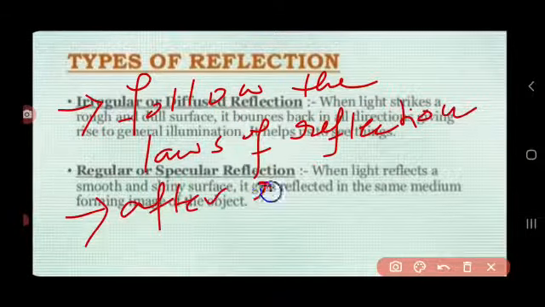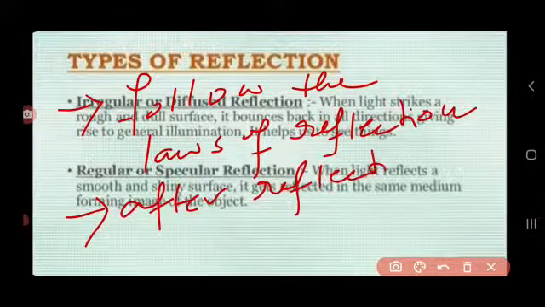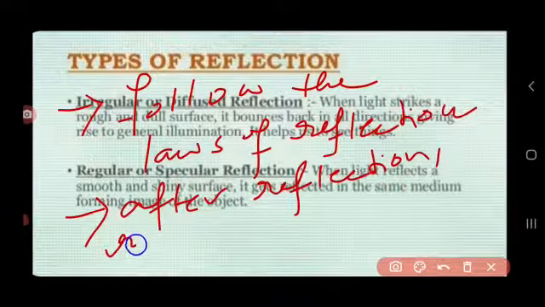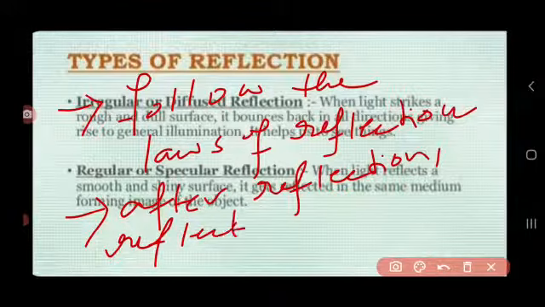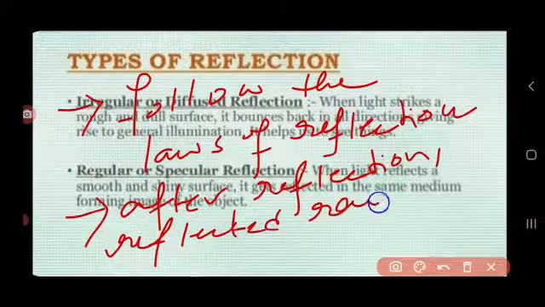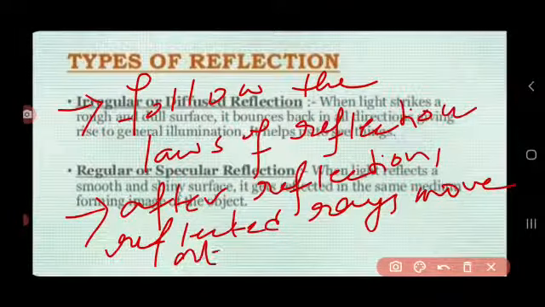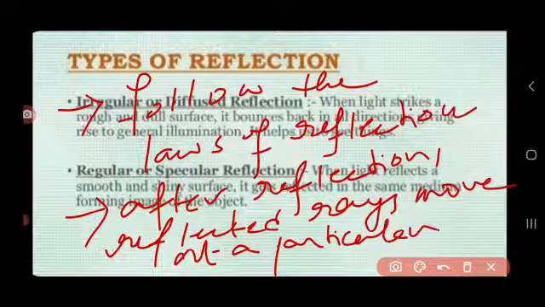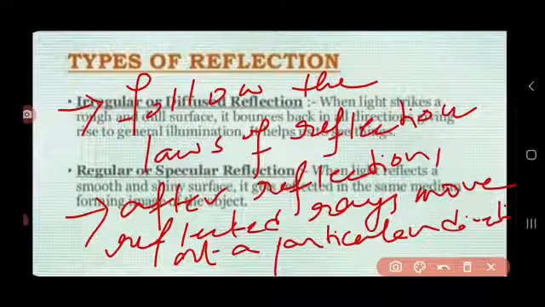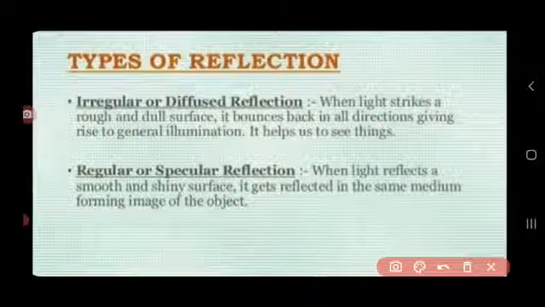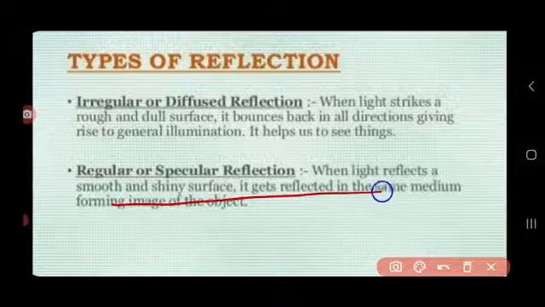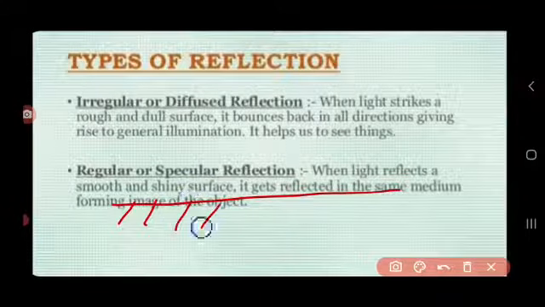Suppose it is a highly polished or smooth surface. It may be a plain mirror or the surface of still water. You see, these are the incident rays and they are coming parallel to each other. And after striking the mirror, reflected rays move parallelly. You see, incident rays are parallel to each other as well as reflected rays are parallel.